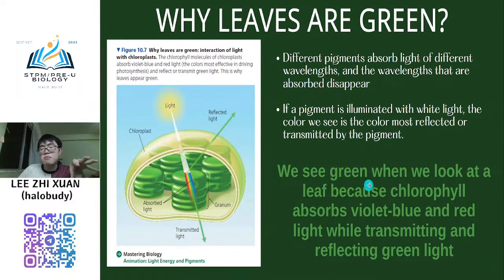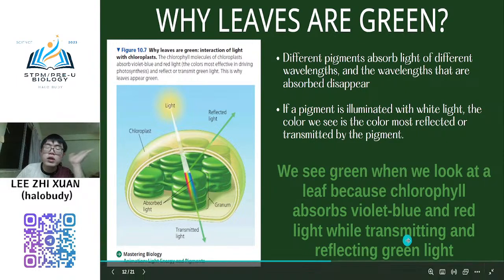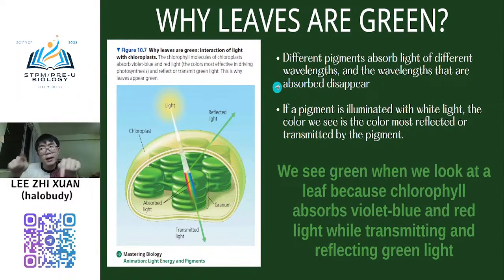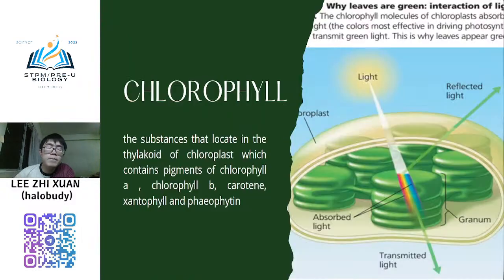Different wavelength absorption means it will reflect a different color. If it absorbs green light, it may reflect blue light. If chlorophyll absorbed green light, maybe it would reflect red light, and then we would see the leaf as red. This is the logic. Okay, so what is chlorophyll?